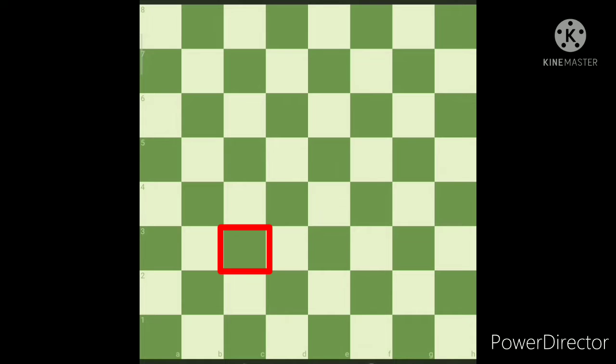So as you can see here, the names assigned to the columns are from left to the right, and for rows it is from bottom to the top. For example, this square is denoted as C3 and the other one is denoted as E5. So I hope now you can name all the squares.